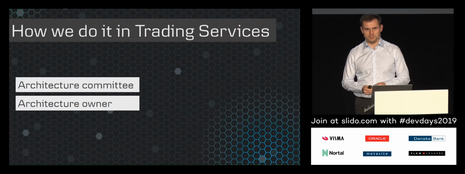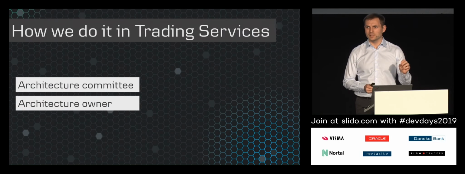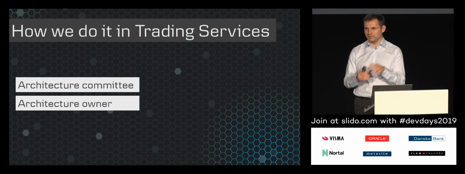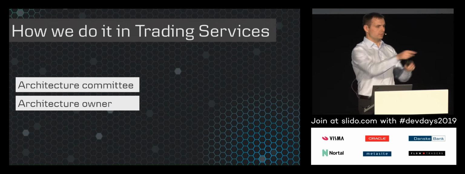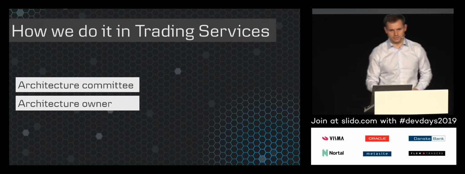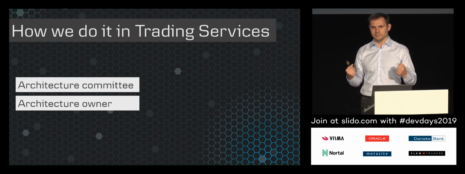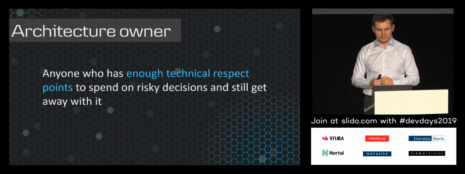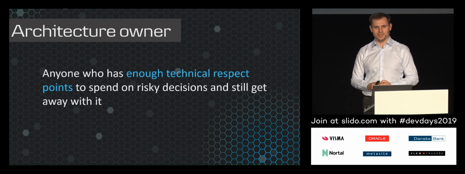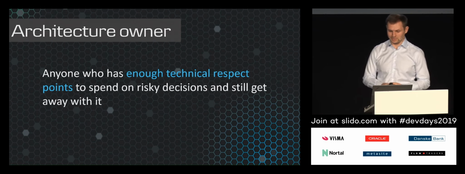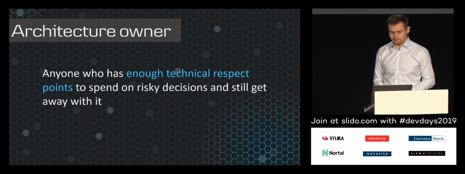A second piece to this small recipe is the architecture owner. You still want somebody to be responsible. You want to have one person responsible, because whenever everybody's responsible, then you start pointing fingers. No, you, not me, you. But the architecture owner is also the strongest person in the team. He or she is the one who has enough technical respect points to make unpopular decisions and still get away with that, right? Not all the decisions you make are good. Sometimes you make bad ones, but you still need to get away with that, because then people still maintain trust.